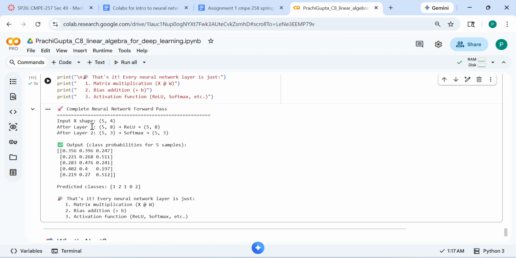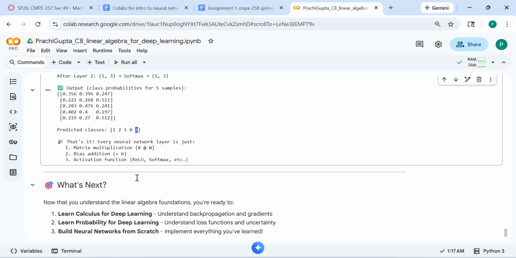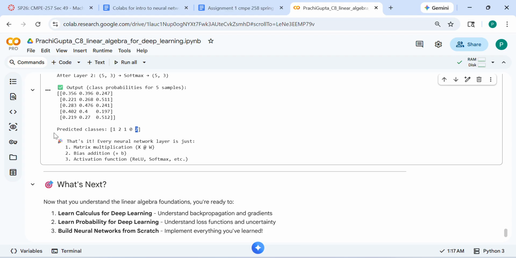This is the input. After layer 1, we see the ReLU and the output. After layer 2, we are seeing the output, and this is the predicted class. So that's it. Every neural network is just matrix multiplication, bias addition and an activation function.